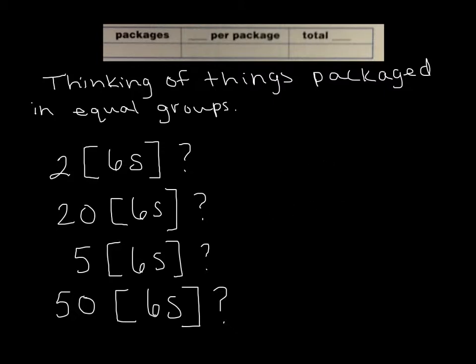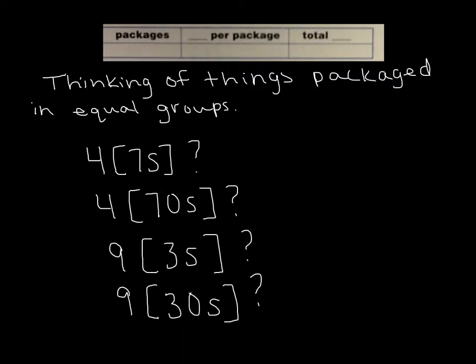All right, I'll say the problem, you say the answer. 2 groups of sixes equals, 20 groups of sixes equals, 5 groups of sixes equals, 50 sixes equal. Good. Go ahead and erase your board and get ready for your next set of problems.